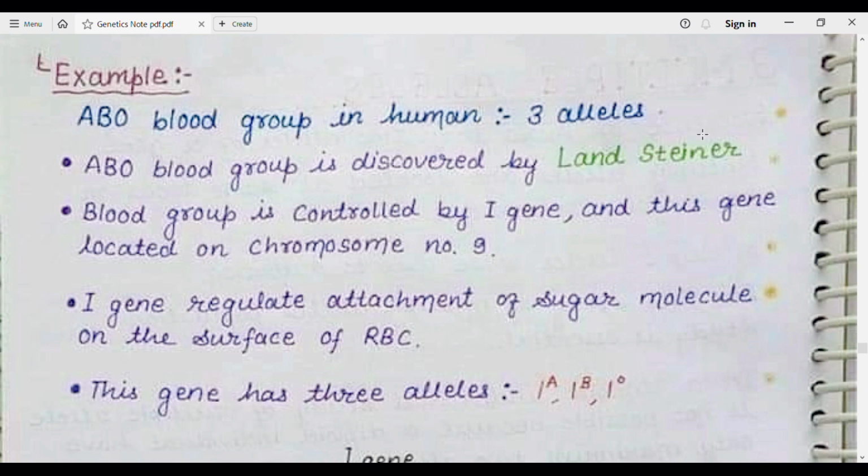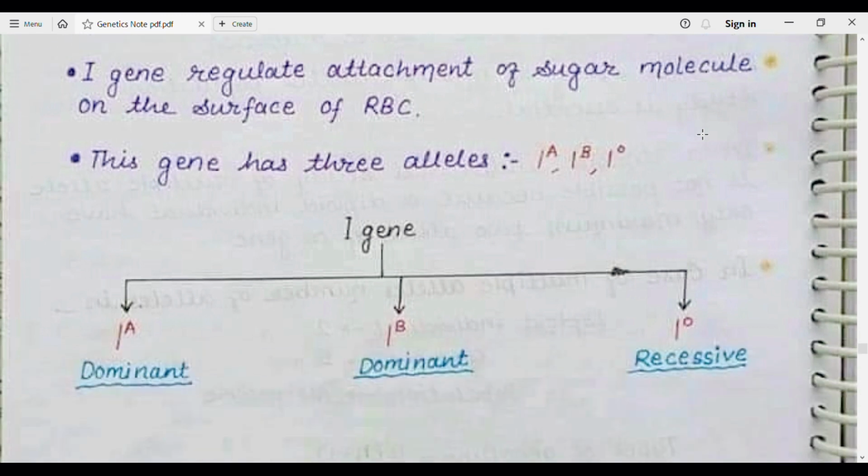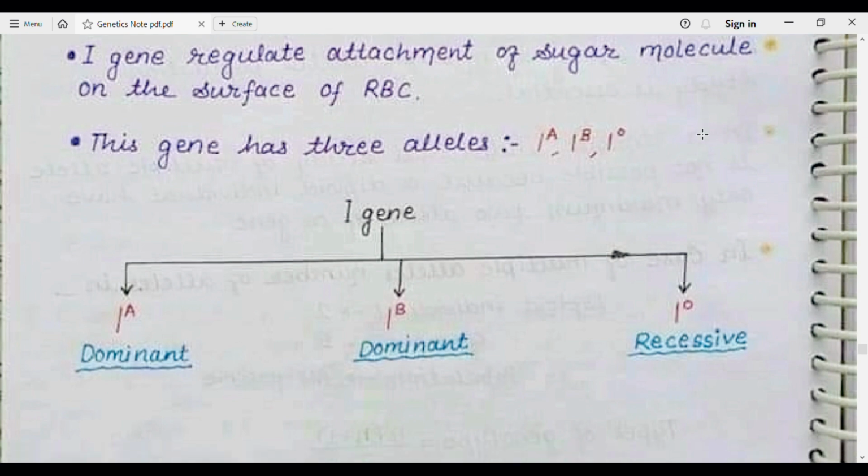As we know, the ABO blood group system is the best example of multiple alleles. Blood group is controlled by the I gene, and this gene is located on chromosome number 9. The I gene regulates attachment of sugar molecules on the surface of red blood cells. Within the I gene, mutation takes place and three alleles are produced: IA, IB, and i. IA and IB are completely dominant over i, and IA and IB alleles are codominant with one another.